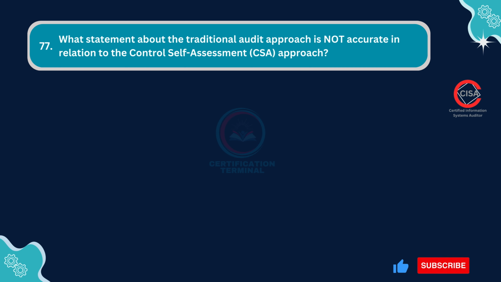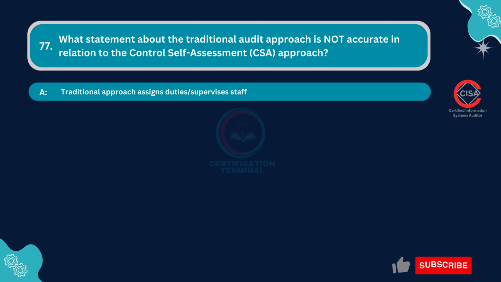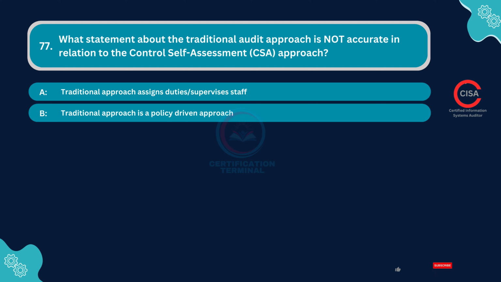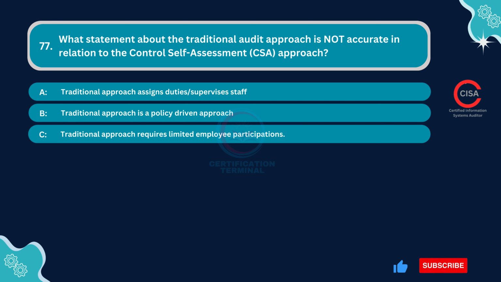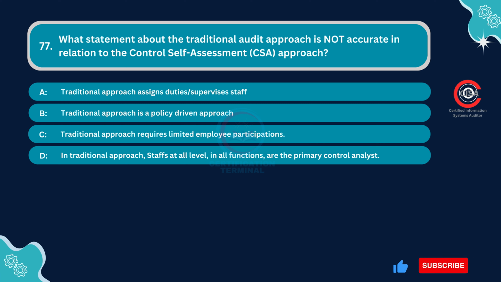Question number 77. What statement about the traditional audit approach is not accurate in relation to the control self-assessment approach? Option A, traditional approach assigns duties or supervises staff. Option B, traditional approach is a policy-driven approach. Option C, traditional approach requires limited employee participation. Option D, in traditional approach, staff at all levels, in all functions, are the primary control analyst.